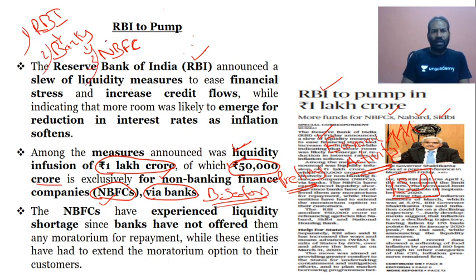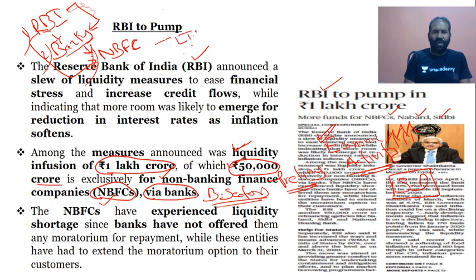Earlier, the RBI pumped more liquidity into the banks, but still not much economic activity has taken place. So the RBI has decided that now it will pump money into the NBFCs, but through the banking sector. How, I will tell you. There is one measure by which the money will get into the NBFCs from the RBI. It is called TLTRO. I will tell about this.